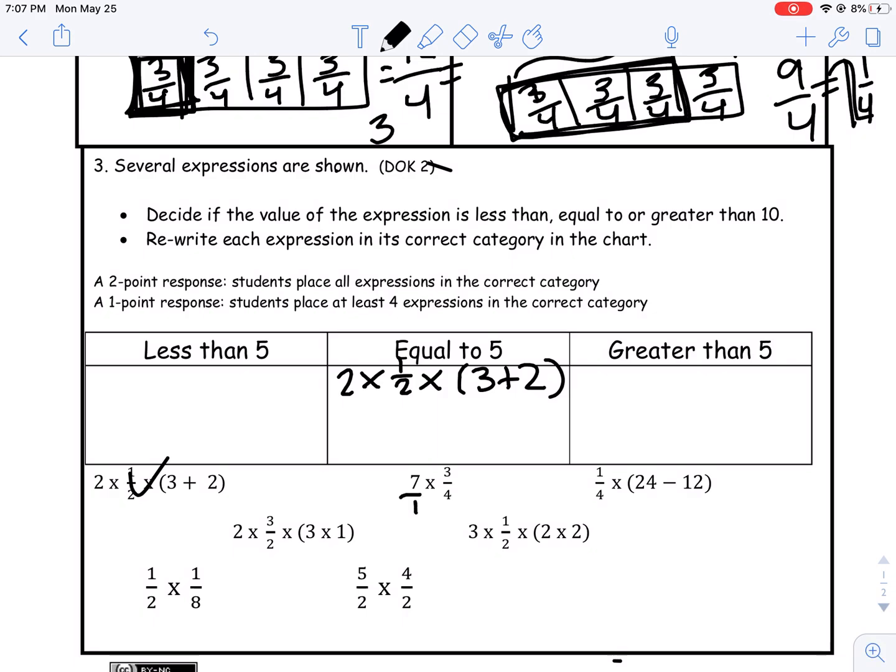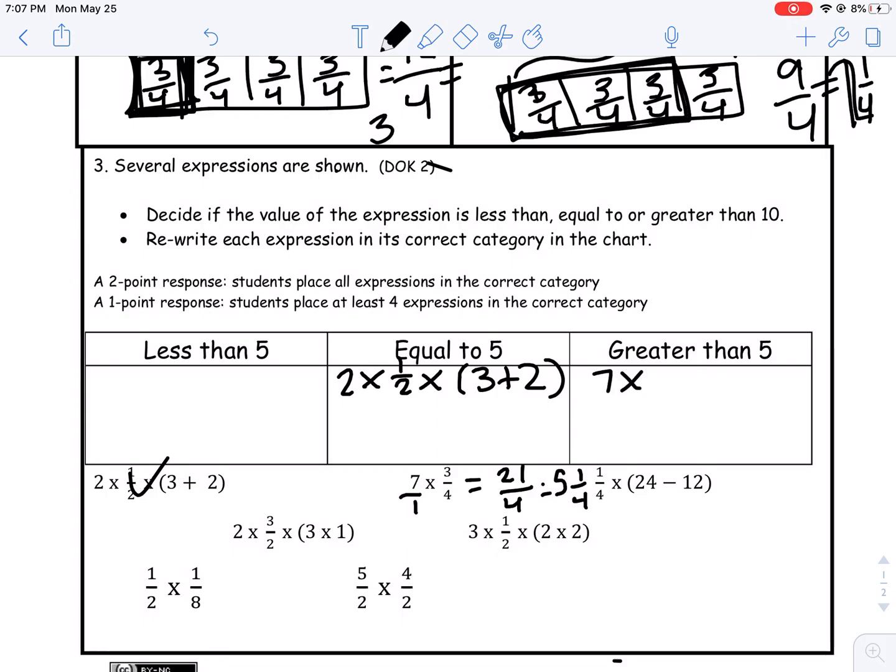So I'm going to put my 1 underneath there because I know I multiply straight across. 7 times 3 equals 21. 1 times 4 equals 4. Well, I don't know if that's greater than or less than 5. So how many times does 4 go into 21? Goes in there 5 times with 1/4 left over. So because it has that 1/4, it is greater than 5.